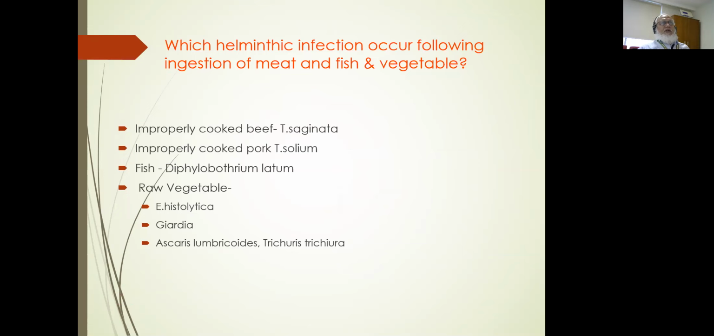Which helminthic infection occurs following ingestion of meat, fish, and vegetable? If somebody eats improperly cooked beef, there is a chance of Taenia saginata. Improperly cooked pork, chance of Taenia solium. From fish, Diphyllobothrium latum, and from raw vegetables, Entamoeba histolytica, Giardia, Ascaris lumbricoides, and Trichuris trichiura.